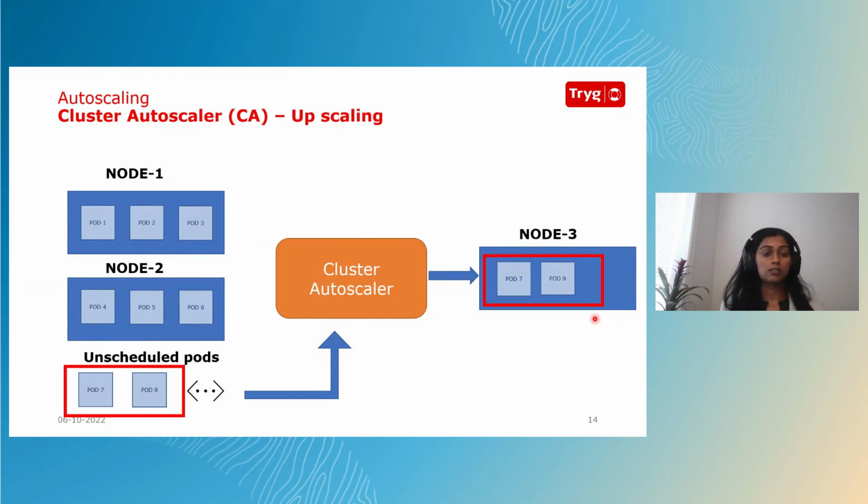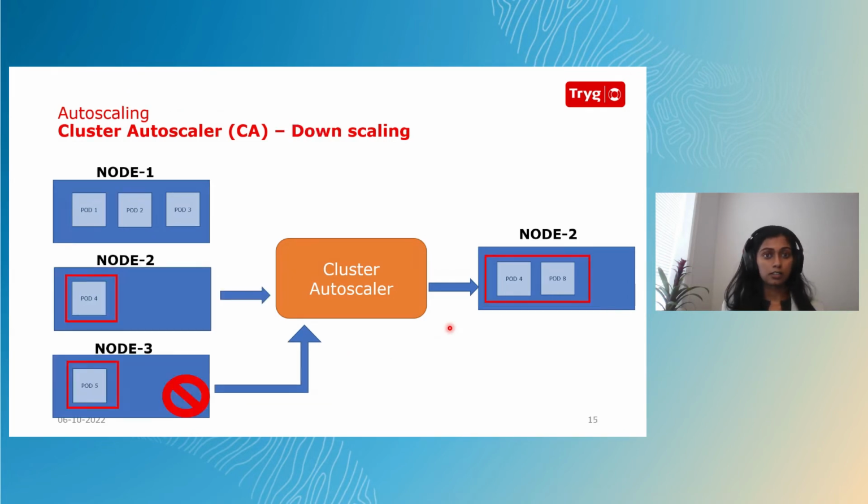So what's a cluster autoscaler? In a Kubernetes cluster, let's presume there's a node 1, node 2, and there are 6 pods, and each of the nodes can cater to 3 of such pods. Let's now presume that there are 2 new pods that are coming into the cluster. And the cluster autoscaler then senses this and provisions a new node, and then schedules these two pods onto the new node. This is how the scale up is done in cluster autoscaler.